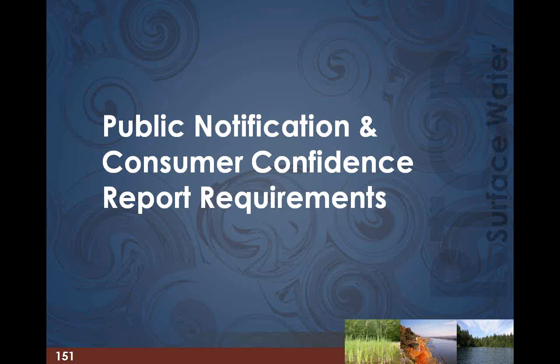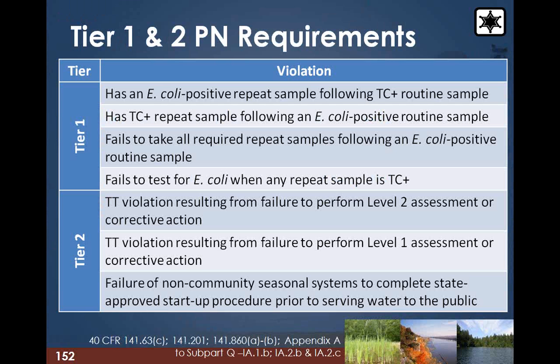Real fast on public notification, as Cindy laid out, there are a couple main groups of violations. So there is the E. coli MCL violation. The PN required for that is going to be Tier 1 public notification. And so here's the Tier 1. Here are the 4 different cases of how you get an E. coli MCL violation that we've gone over.